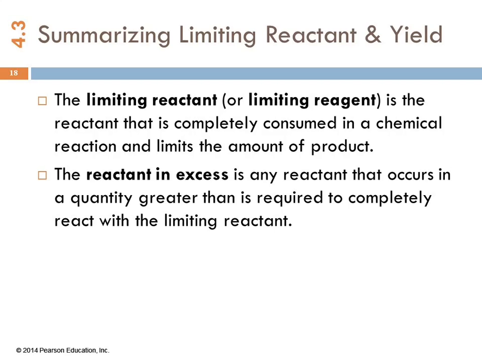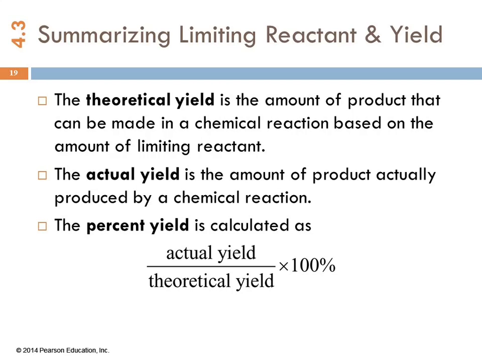Summary. Theoretical yield, actual yield, percent yield. Here's the equation in a nicer form. It's the actual yield over theoretical yield times 100. The units on these two don't matter as long as they're the same. Grams on top, grams on bottom, moles on top, moles on bottom. They're going to cancel out.